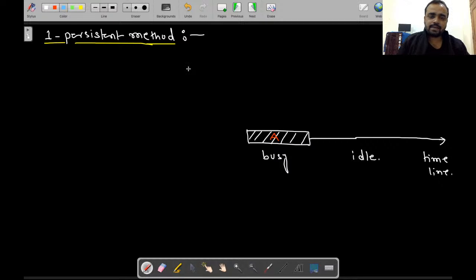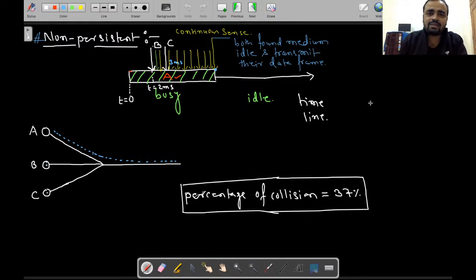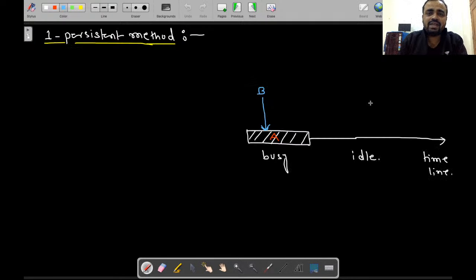Now let's see. Whenever node B senses the medium at a particular time instance, it will find the medium busy. So what decision will node B take? Either it will continuously sense, but we have already assumed that situation in the non-persistent method. So in this situation, it will never continuously sense the medium. Rather than continuously sensing, it will wait for some time.